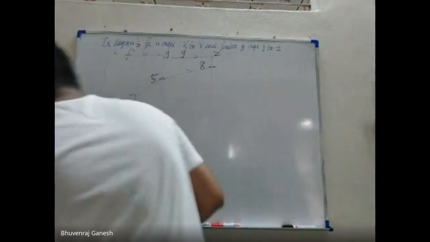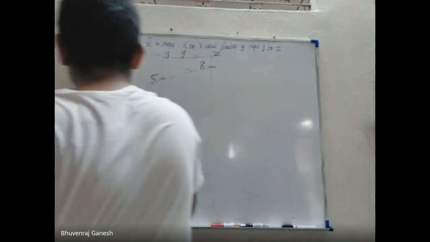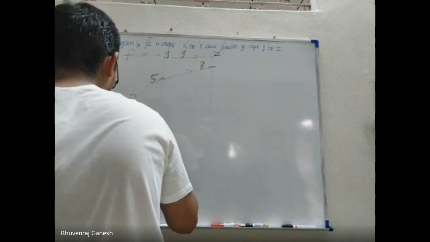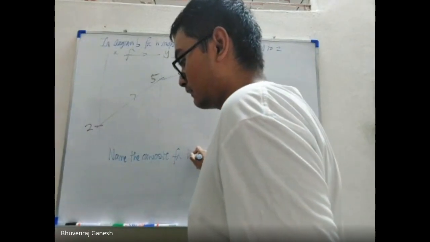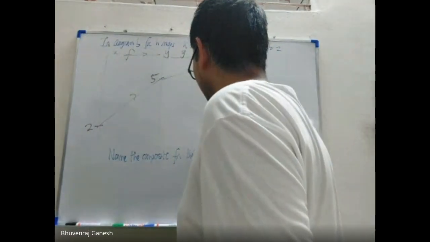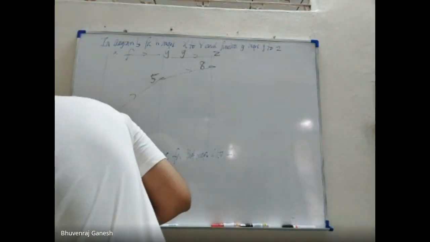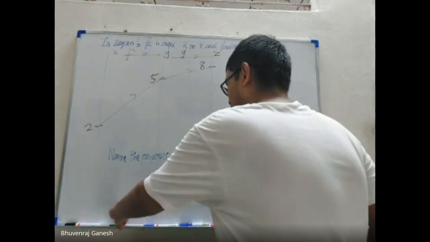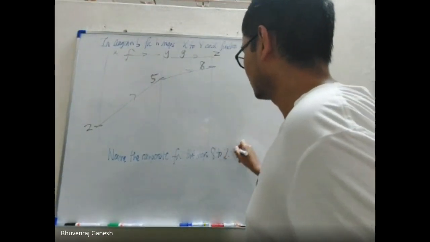So the question is, just name the composite function only. So you just need to direct see and name. Name the composite function that maps x to z. Sorry, 8 to 2. So this is 1 mark, of course.